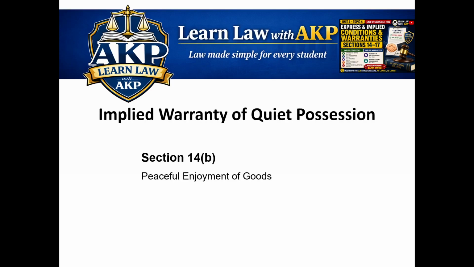Now, in section 14(b), peaceful enjoyment of goods. The law also provides an implied warranty of quiet possession. The buyer should be able to enjoy the goods peacefully without interference from third parties claiming ownership. For example, if someone later legally takes away the purchased goods due to a superior claim, this warranty may be breached.